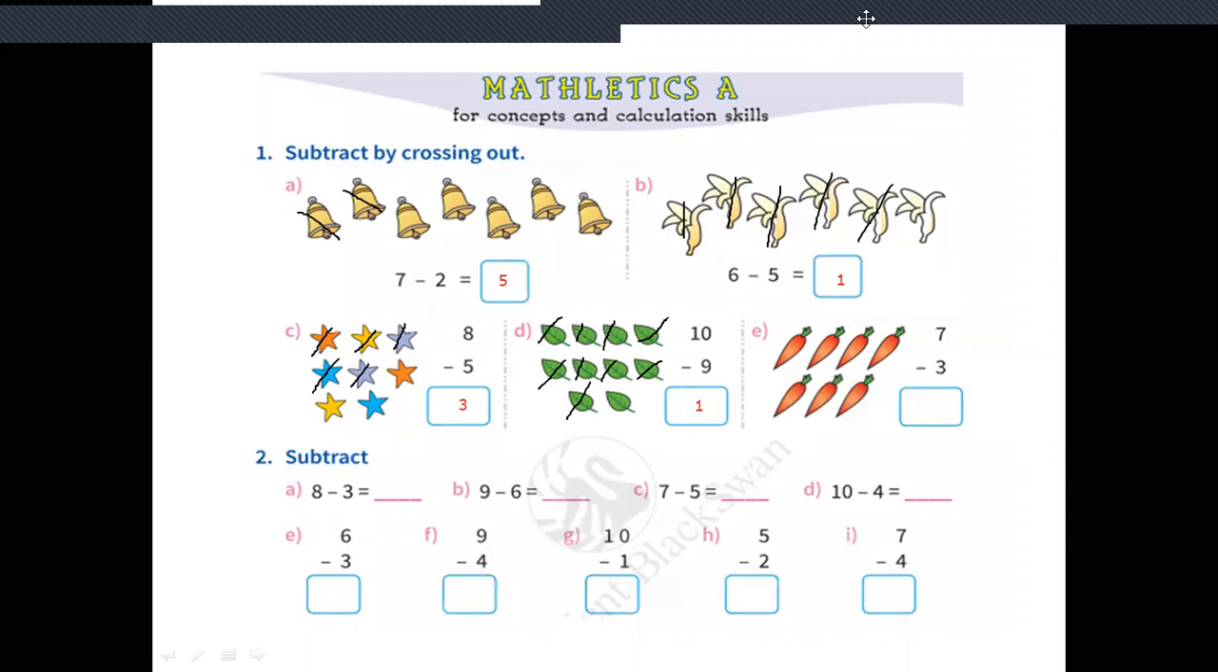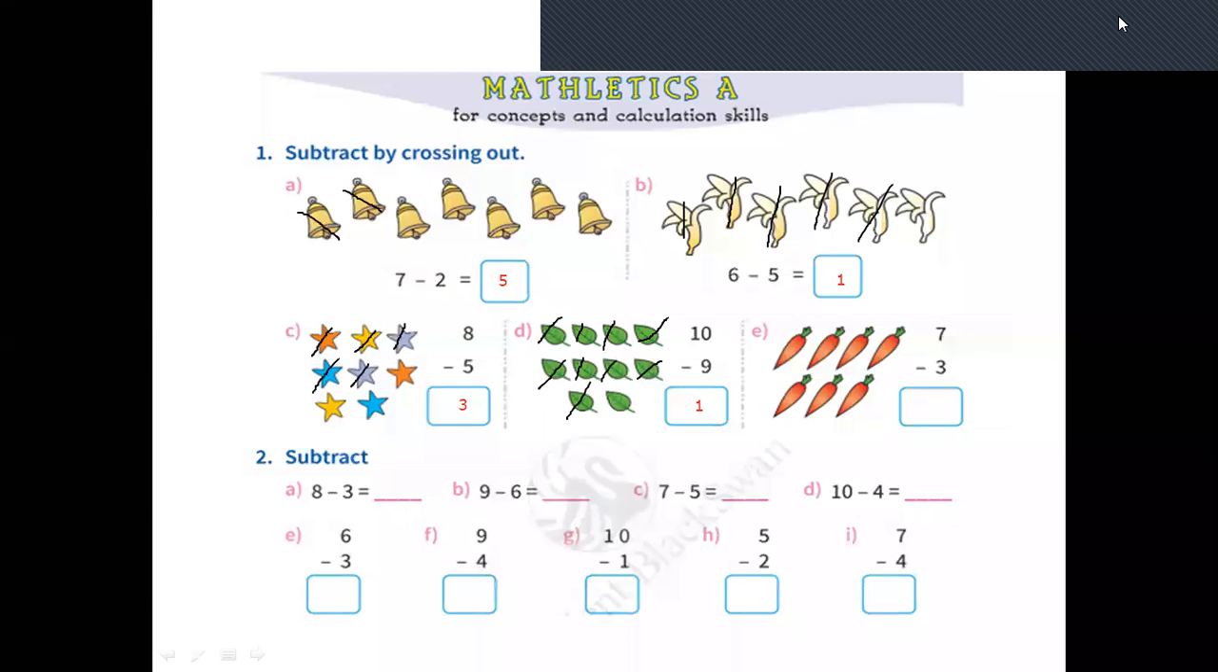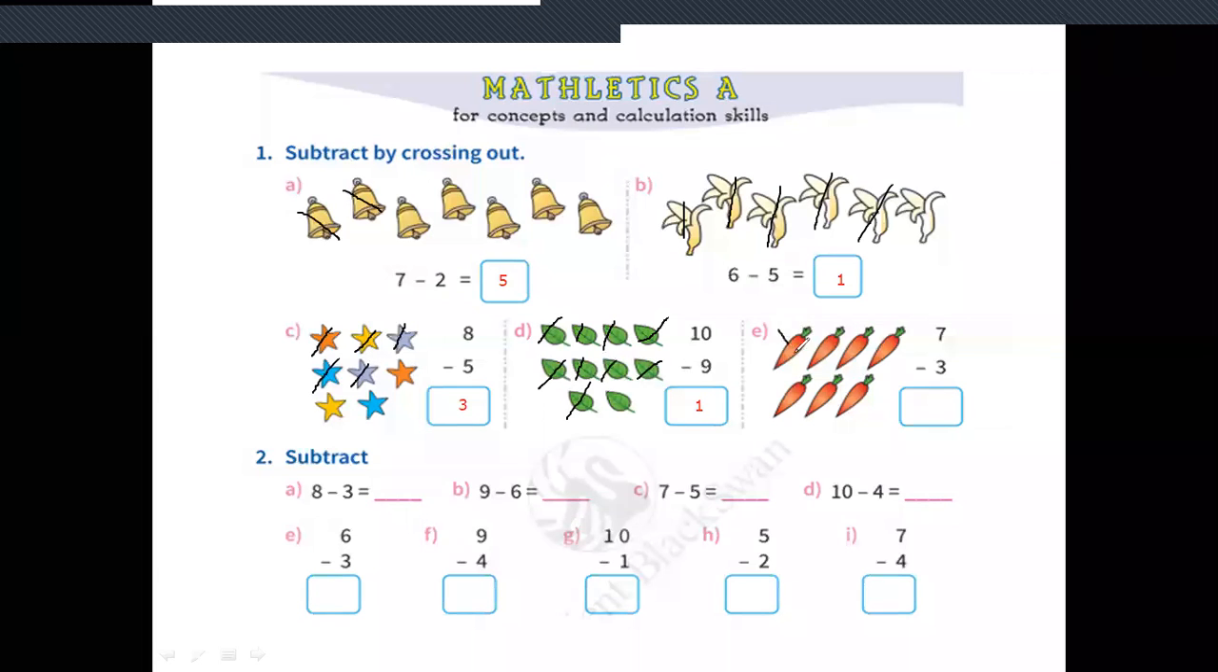Okay. Next. How many carrots are there? 7 carrots are there. Of those, 3 you have to cross out. 1, 2, 3. If you cross out 3, how many will be left? 1, 2, 3, 4. 4 are left. So you will write the answer as 4. Okay. Next. 8, subtract in your mind. 8 in your mind, 3 on your finger. Before 8: 7, 6, 5.